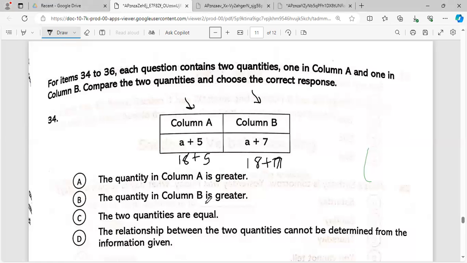Sir, sorry to disturb, but there's a timer on my screen. Sir, you know, for your syllabus, we don't use negative numbers.